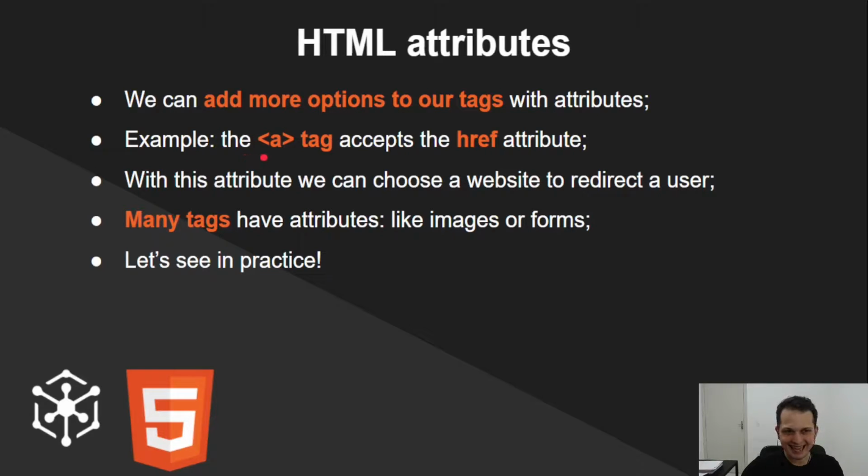Example, the A tag accepts the href attribute. With this attribute, we can choose a website to redirect a user. It can be our website with another page or an external website. We can add what we want, and when some user that accesses our site clicks on the link that this A tag generates, he will be redirected to the site that is set in the href attribute.